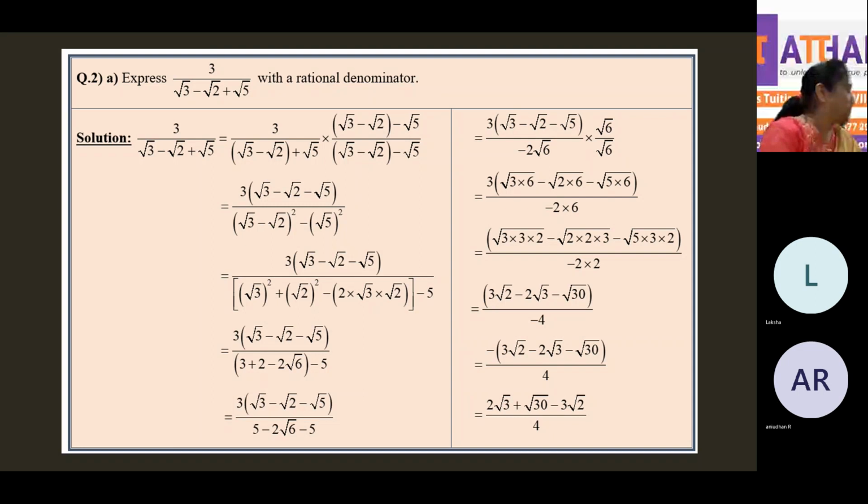Then you'll keep shuttling between the two things only. You'll have to proceed, you'll have to go ahead. The denominators are in the form a plus b into a minus b, so the answer is a square minus b square. Again, you should go to the next step.